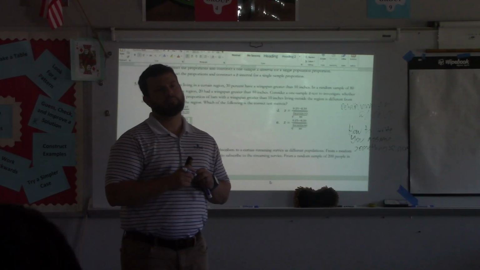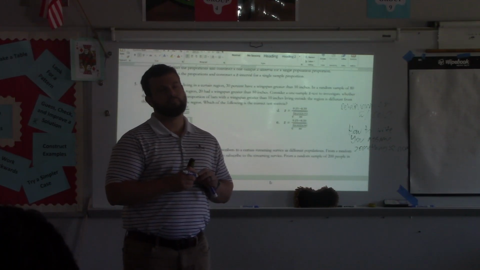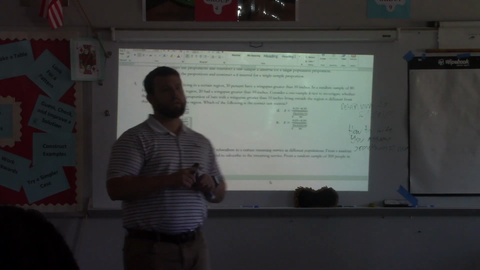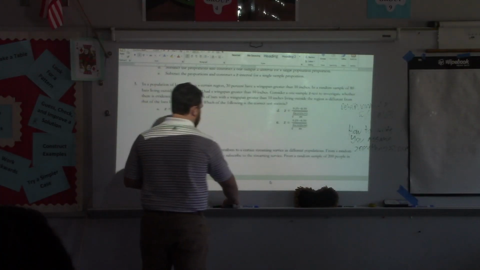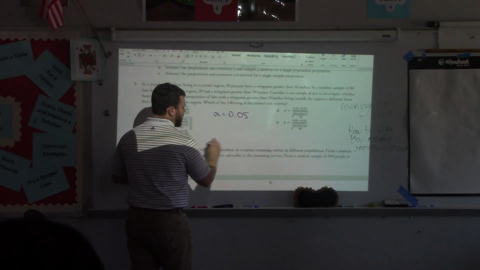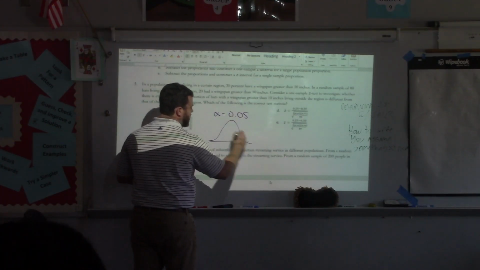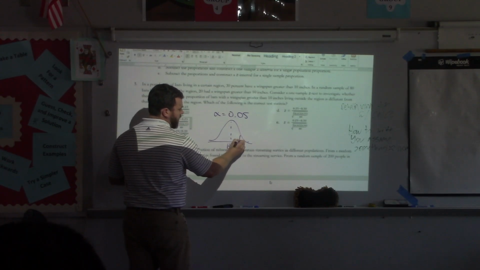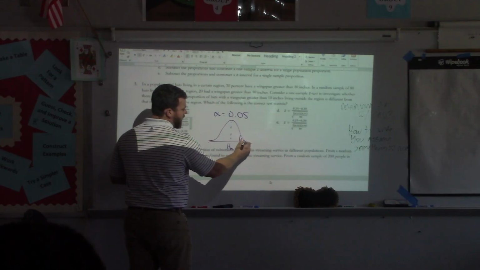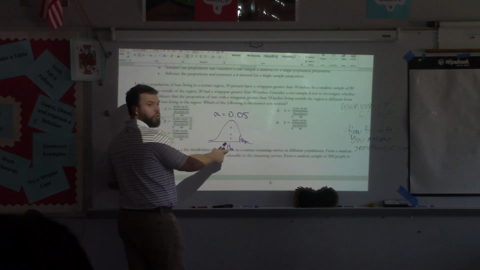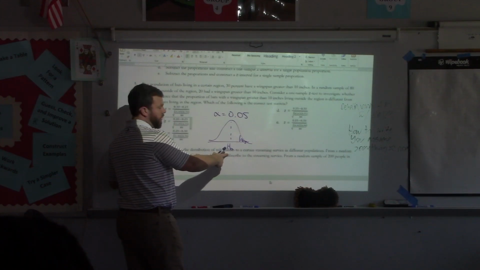So if the significance level goes up, is it more likely to have a type 1 error or less likely? The whole idea is, if alpha is 0.05, there's a 5% area in this region. Here is my null hypothesis, right? So this area is 0.05. Is it possible that I get in this region and the null is true?